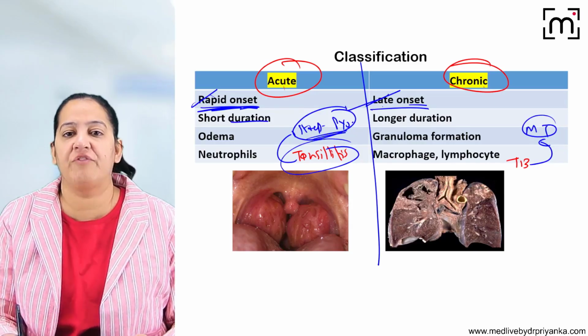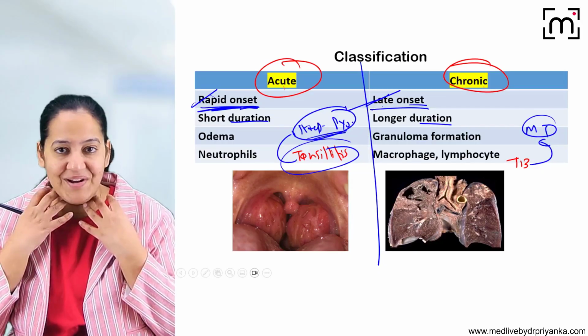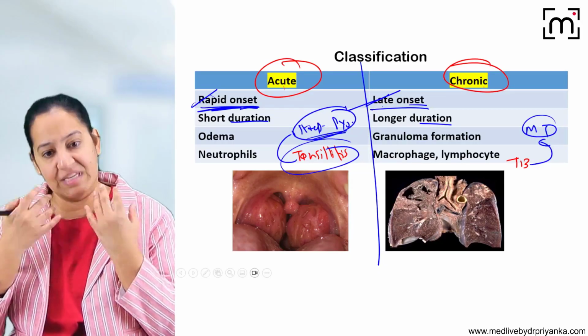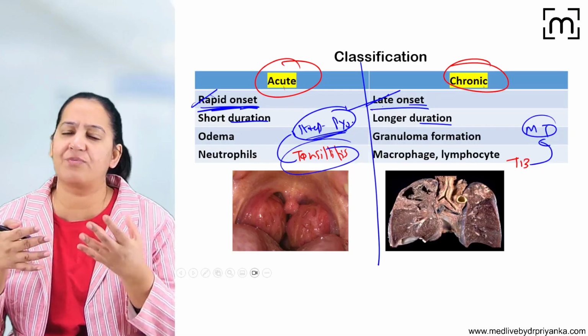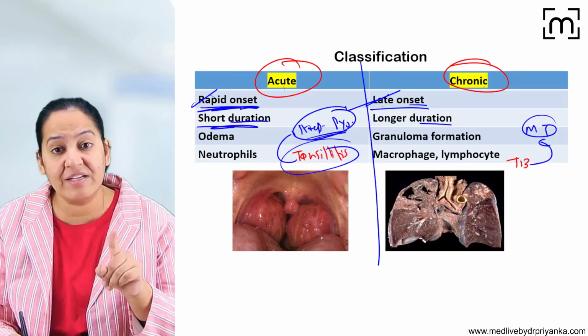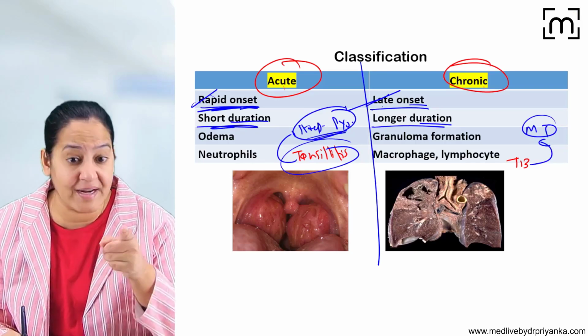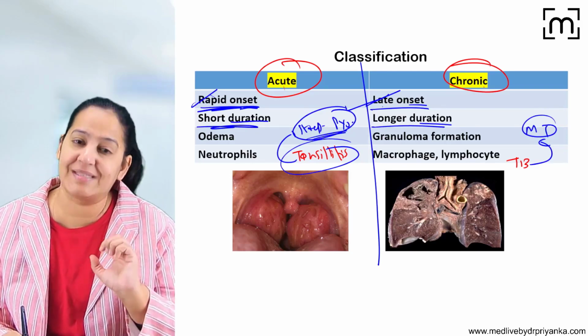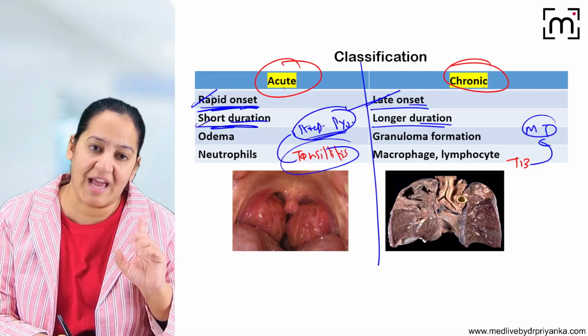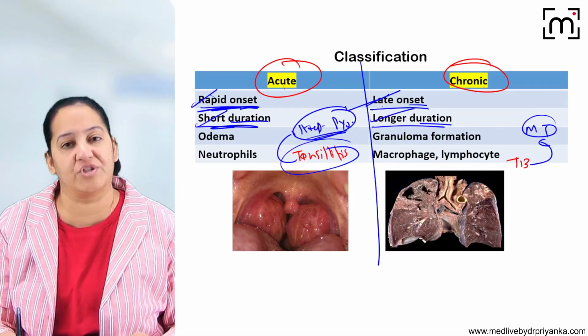Now coming to the duration of illness. Have you had tonsillitis in your life? I have had many episodes till now. Whenever we have tonsillitis, whether we take treatment or not, it lasts for 5 to 10 days. So the duration is short. But when someone has TB, if the patient takes the treatment, that is DOTS, the minimum duration is 6 months and the maximum is up to years. So duration is short in acute inflammation and long in chronic inflammation.